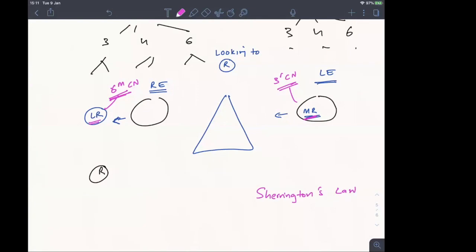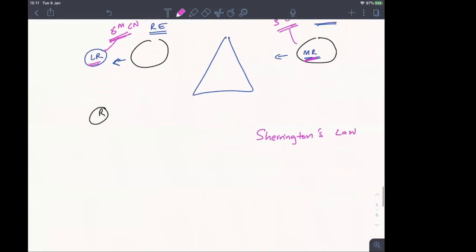So this is Sherrington's law. Sherrington's law states that every muscle has a reciprocal muscle, a muscle that acts in the opposite direction. So if you are moving one muscle, your opposite muscle has to relax by the same amount. It is known as reciprocal inhibition.